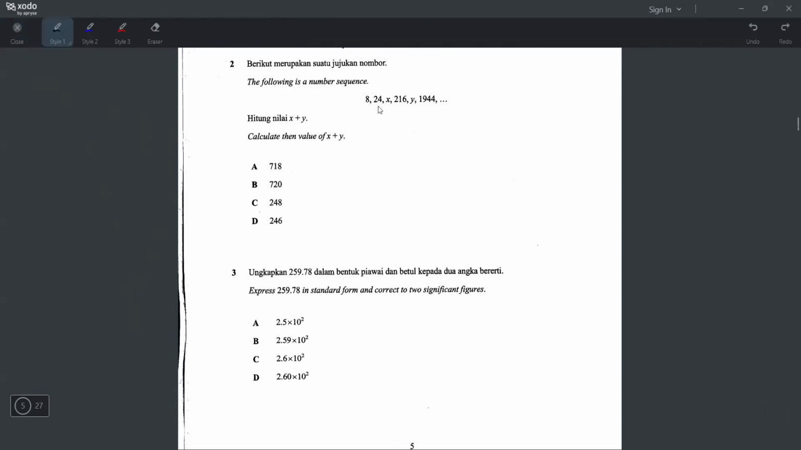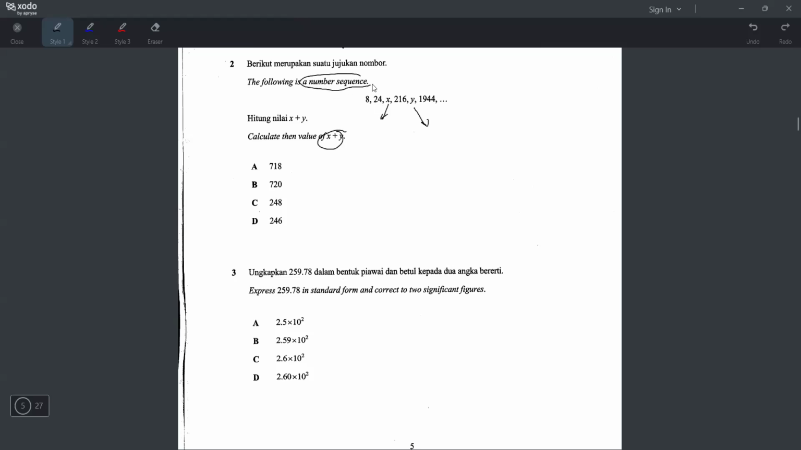All right, number 2. The following is a number sequence: 8, 24, x, 216, y, 1944, and so on. Calculate the value of x plus y. Okay, I think I have to find x and y separately first. Then only I can add them together. But how to find x?